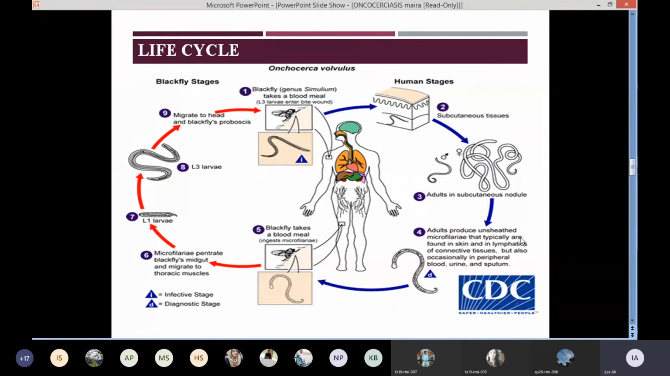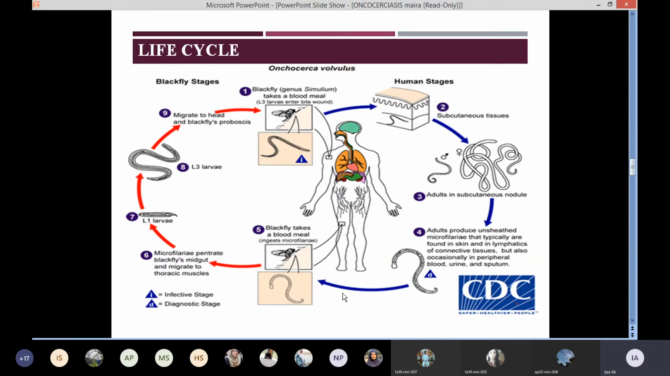Then the adults produce these unsheathed microfilaria that typically are found in the skin and lymphatics of connective tissues, but also occasionally in peripheral blood, urine, and sputum. So there are other tissues or other body fluids where you can find this microfilaria after you are infected. Not only these sites, the lymphatics and the skin tissue that we are talking about. So these adults would produce these unsheathed microfilaria under the skin, and they can be found in other tissues as well.